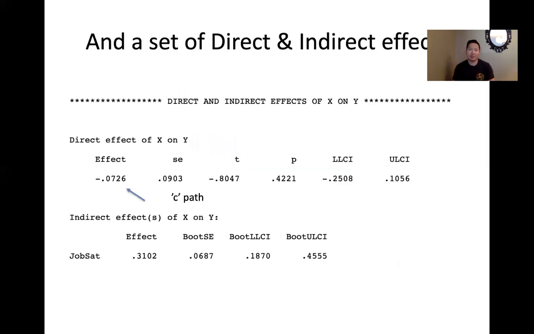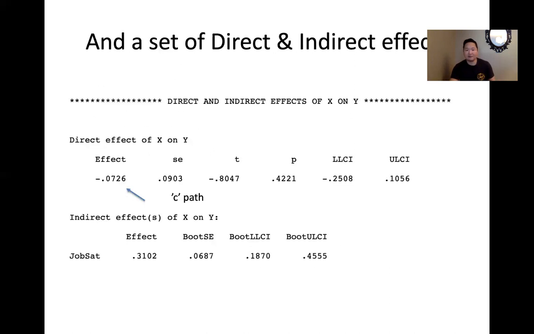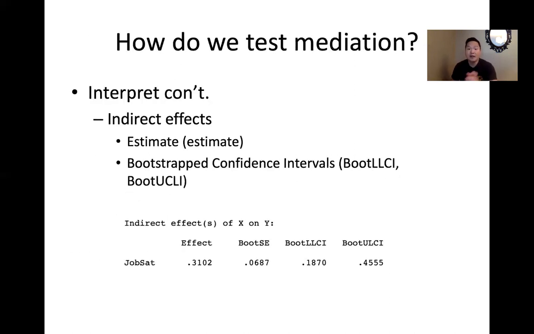And then at the bottom of our output, we get our direct and indirect effects. And there should be an arrow here too. I'll make sure that's on there for the actual slides. Our direct effect, negative 0.07, is our C path. And our indirect effect is what tells us whether we've got mediation or not.